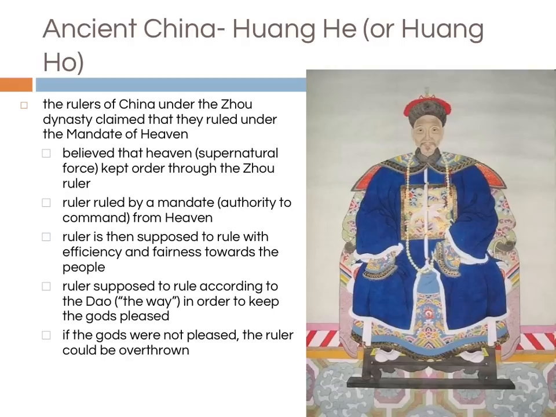And the ruler is supposed to rule according to the Tao or the Way, which is like the universal force they believe underlies everything in the world. So it's the ruler's job to be a good ruler and keep the gods happy. If the gods were not pleased with the ruler, like maybe he became corrupt, wasted money, or treated people unfairly, the people might think that he had lost the mandate of heaven and that the gods were displeased. Also, if things happened like flooding or famine, the people often attributed that to the gods too, and so they may think that the ruler has lost the mandate.